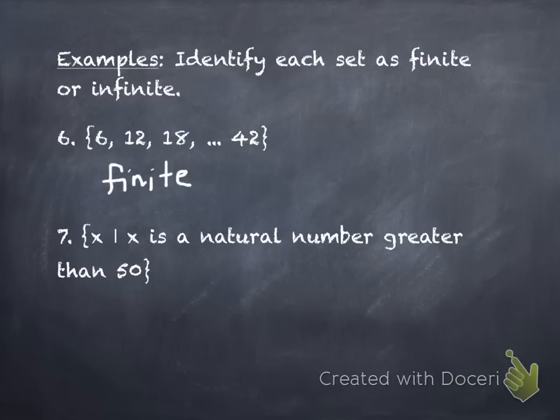Now on number 7, it says x is a natural number greater than 50. This one is infinite, and the reason it's infinite is, in particular anyway, because of this word greater. If this had said less than 50, then this would actually be finite, because natural numbers start at 1, and then they would end here in this case at 49. However, it says greater than 50, so it doesn't, in fact, end at 50. It begins at 51, and it would continue on up from there.